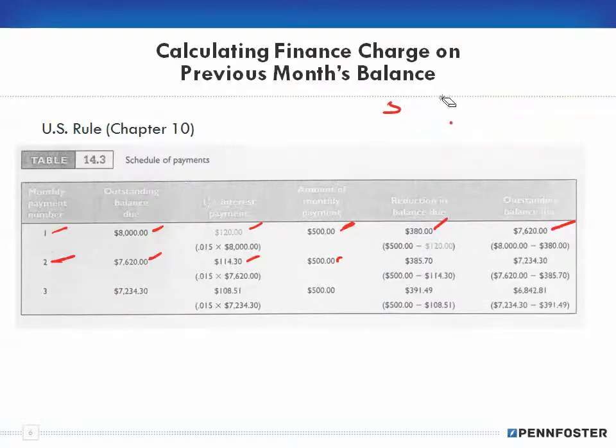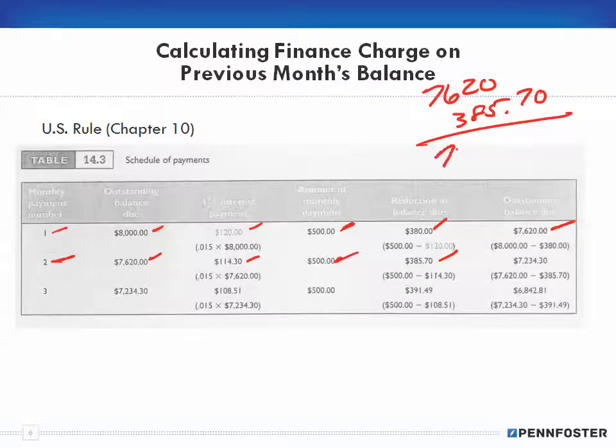So we have $385.70 in principal, all due to the U.S. rule saying that we have to pay the interest first, okay, of the $114.30. So this is the amount that goes against the principal, and since our balance was $76.20 at the beginning of this period, we're going to subtract out the $385.70, and now we have a new balance of $72.34.30, which is right there. Okay, and again, there's the math.